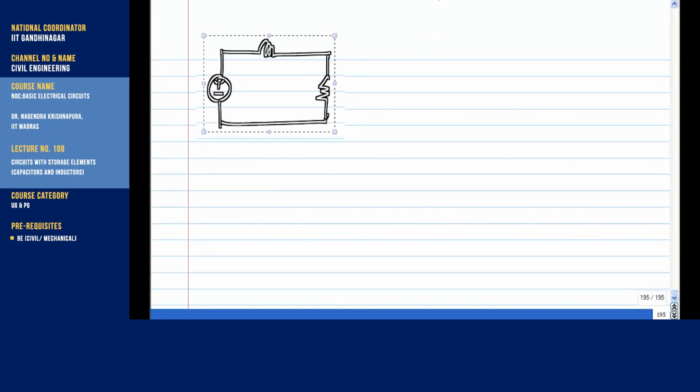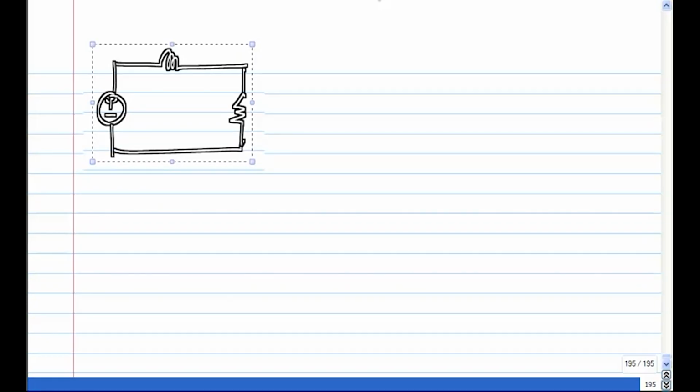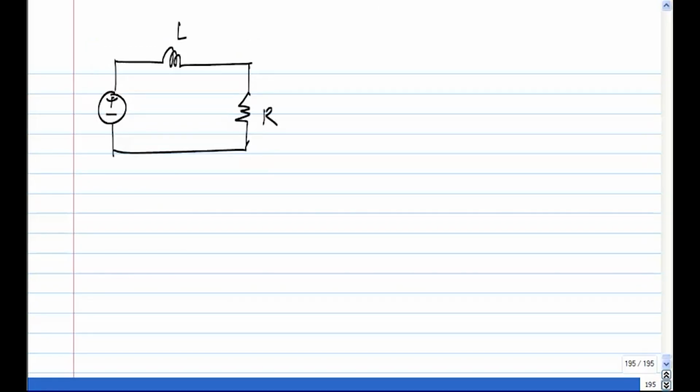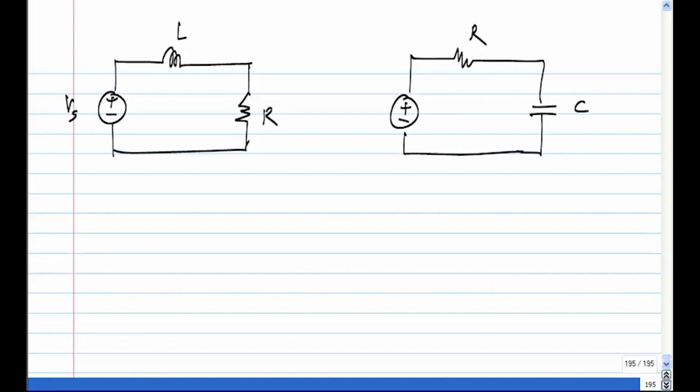Inductors, they work in exactly the same way. So I won't spend a lot of time on this. Okay. Then let me take the familiar one also. We know the differential equation for this VC here. Okay. And here I'll write it for IL.